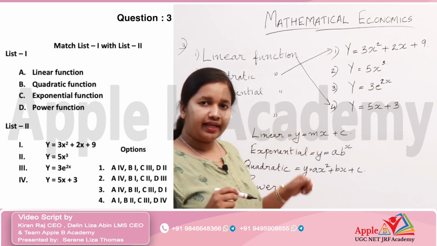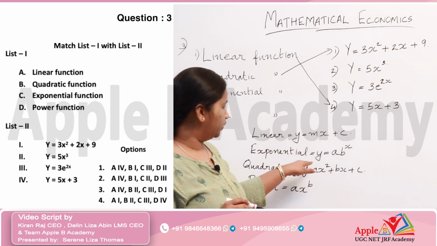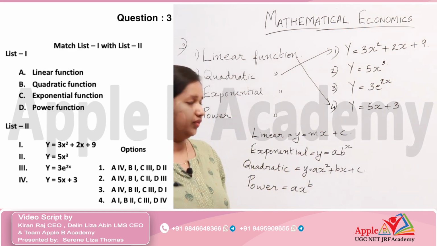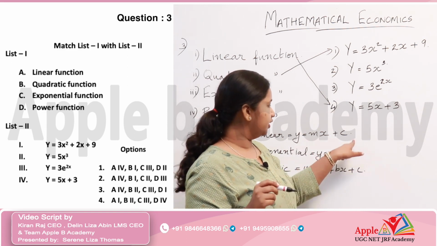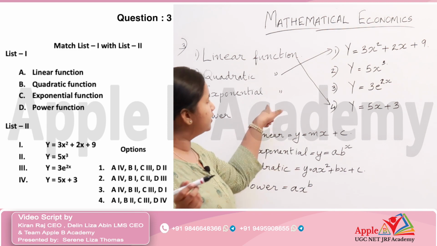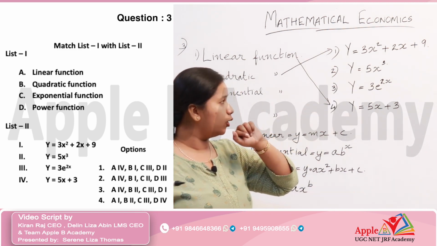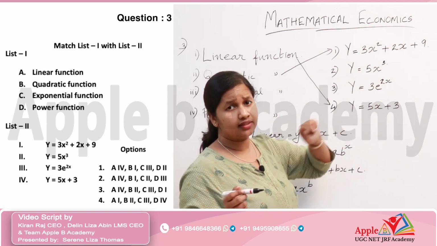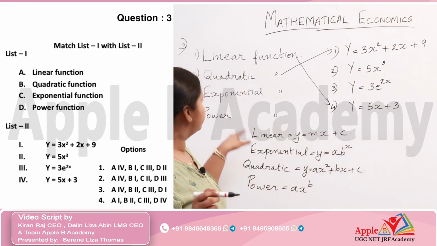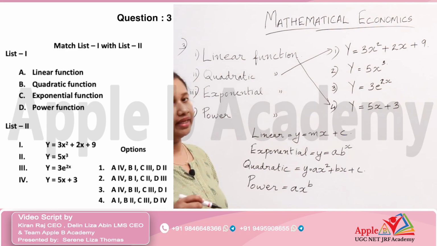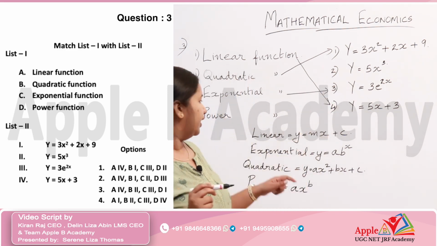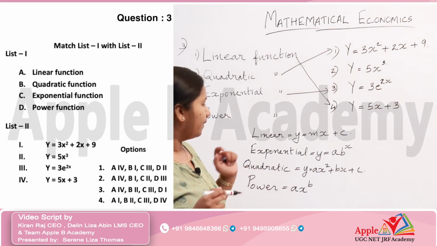Now the third one, exponential function. For an exponential function, the general equation is y is equal to a b raised to x. Here the exponent is x. Now let us look here. For the third option, the exponent is 2x, so 3e raised to 2x. So the answer for exponential function is y equal to 3e raised to 2x.